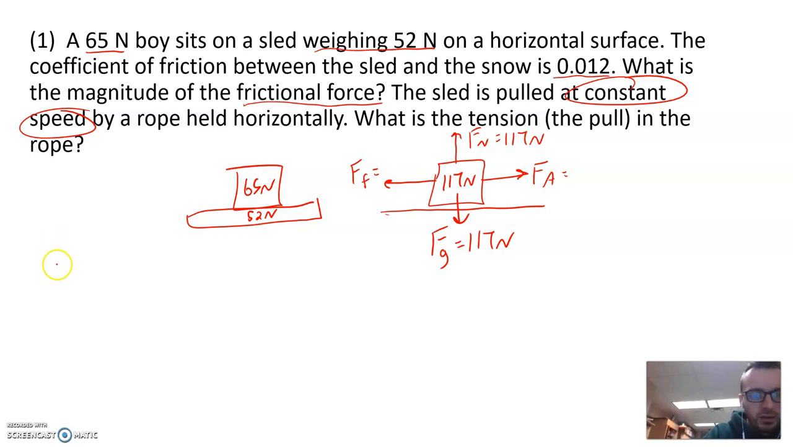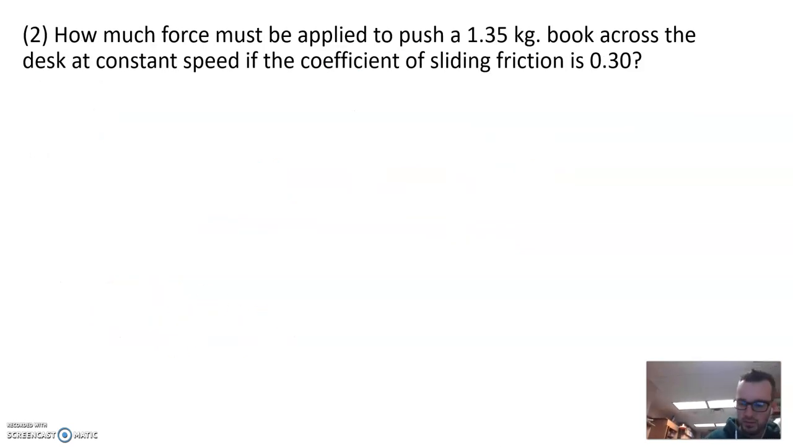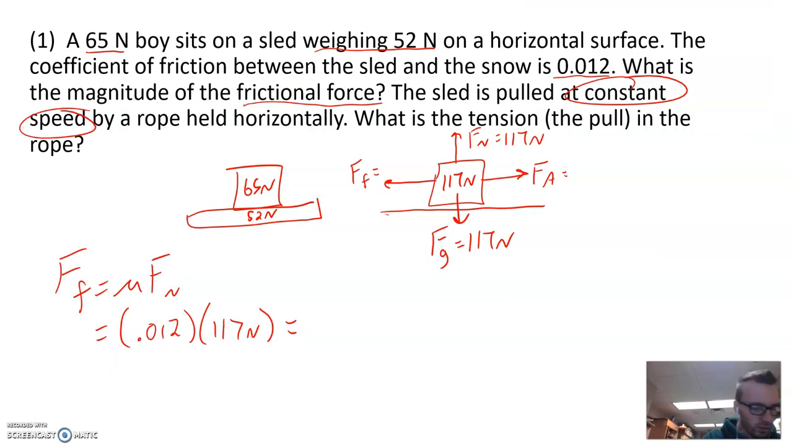Let's go ahead and look at our equation sheet, and we see Ff equals mu Fn. Well, we have those two things, so let's plug them in. We got 0.012 times a normal force of 117 newtons, and let's see what that will yield for us here. We have 0.012 times 117, and that's going to get us 1.4 newtons. That is a piddly amount of newtons, all right, but that is what we have here, so 1.4 newtons.